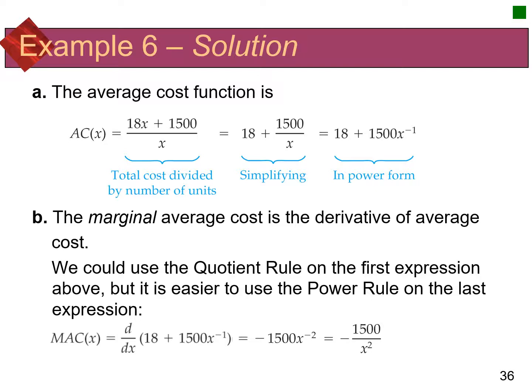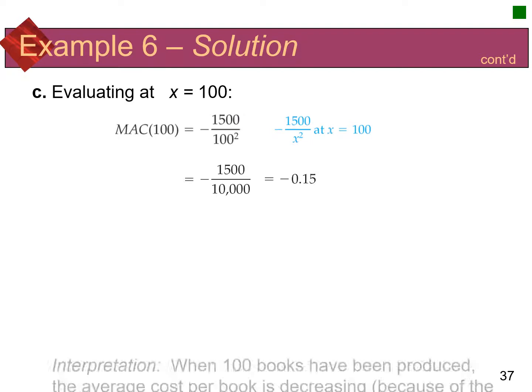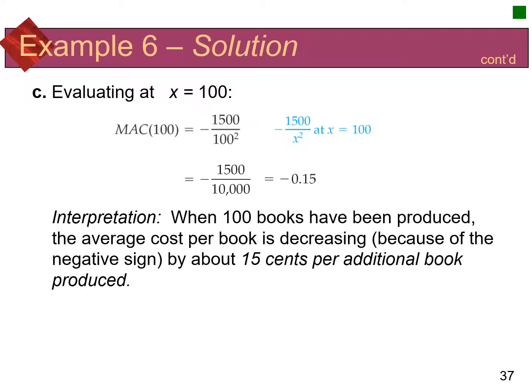Now for part C, I want to find the marginal average cost when I have 100 of these books being produced. So I would get negative 1,500 over 100 squared, which is negative 0.15. What does that mean? When 100 books have been produced, the average cost per book is decreasing by about 15 cents per additional book.